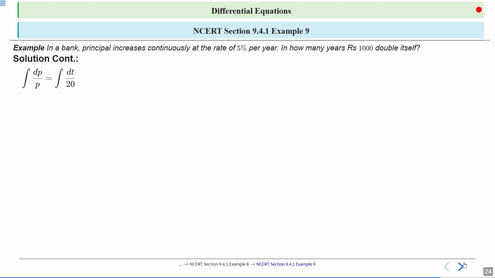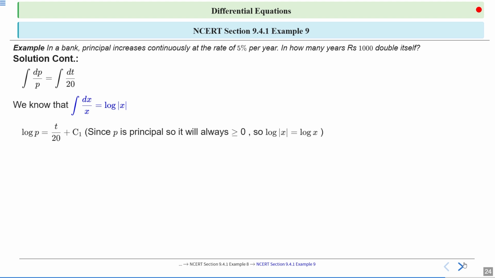As we know, the integration of dx/x is log|x|. So the integration of dP/P is log P, not log|P|. Why? Since P is principal, it is always greater than 0, so we can write log|P| as log P. And the integration of dt/20 is t/20 + c, where c is a constant.